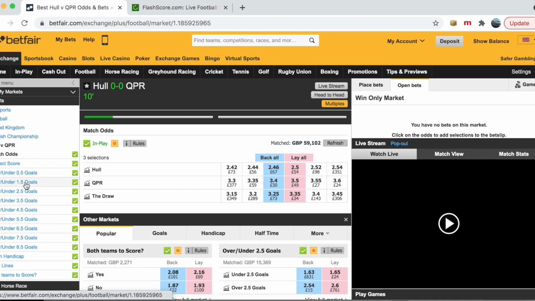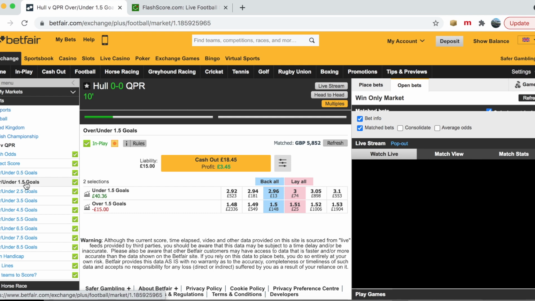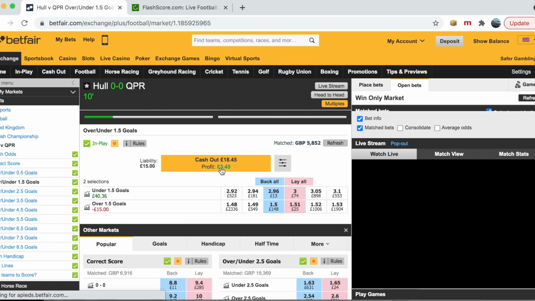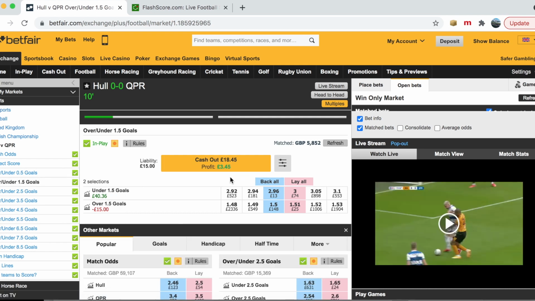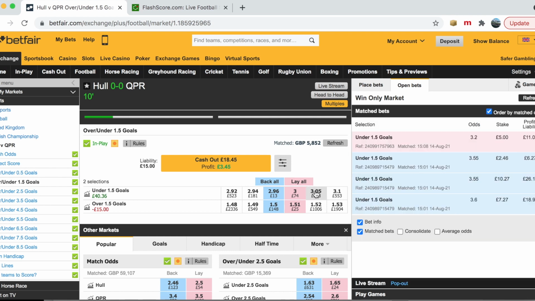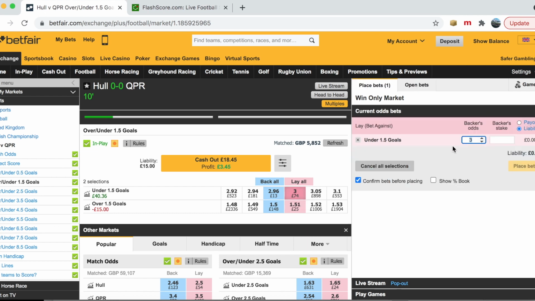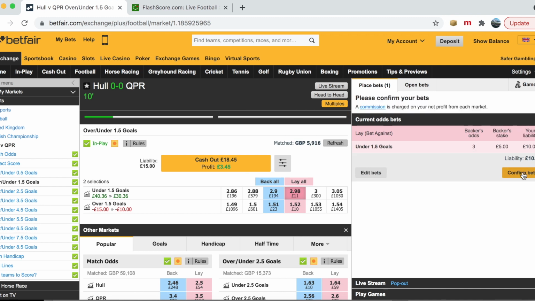And at exactly the same point in the Hull versus QPR match, at 10 minutes, we've got a profit of £3.45. So you can see considerably higher than in the under 2.5 goals market in the other match. So again, I'm going to do exactly the same thing and lay off 25% of the stake, which is another £5 to lock in profit and reduce this liability.